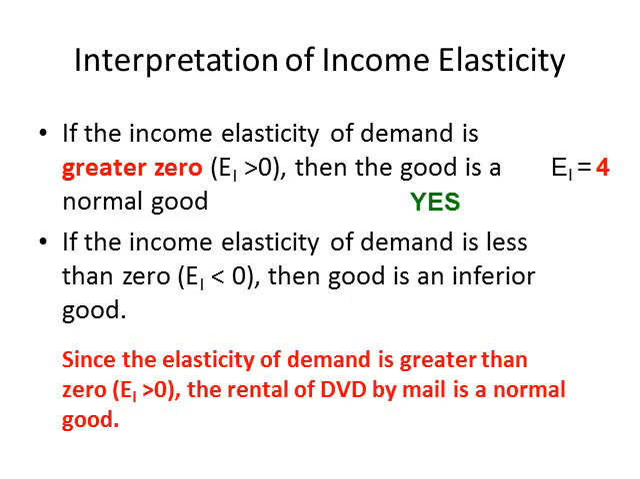Since the elasticity of demand is 4, and 4 is greater than 0, the good is a normal good. Thus, our conclusion is, since the elasticity of demand is greater than 0, the rental of a DVD by mail is a normal good.